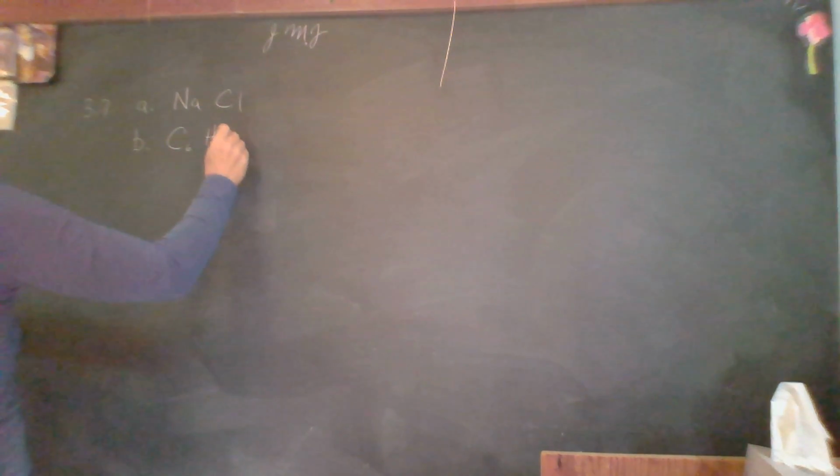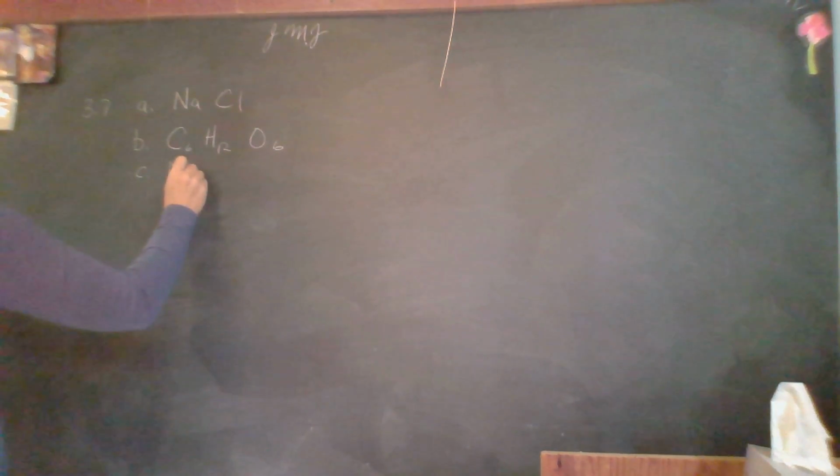Cl. Okay. Letter B, 6 carbon atoms, 12 hydrogen atoms, and 6 oxygen atoms. That's going to be C6H12O6. And letter C, a molecule with 2 sodium, 1 carbon, and 3 oxygen atoms. That's Na2CO3. Okay?